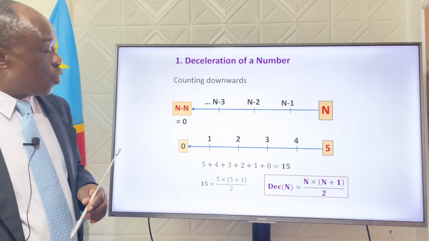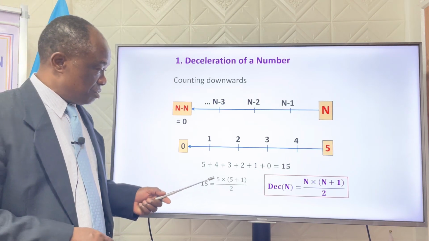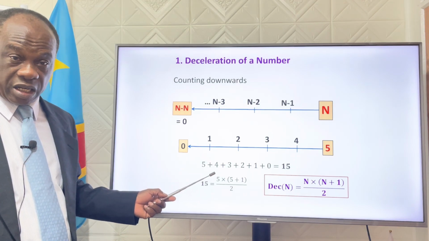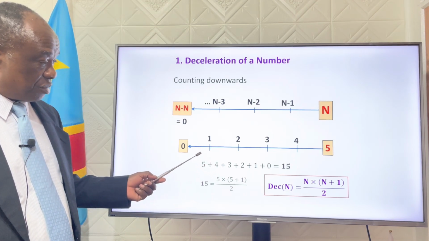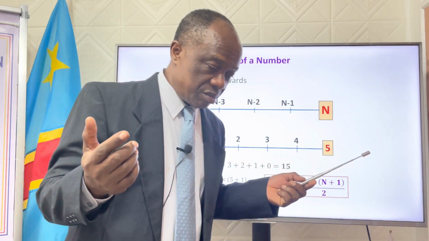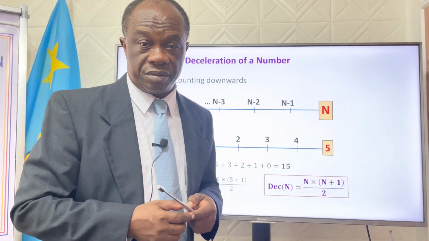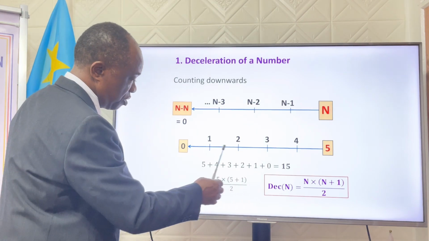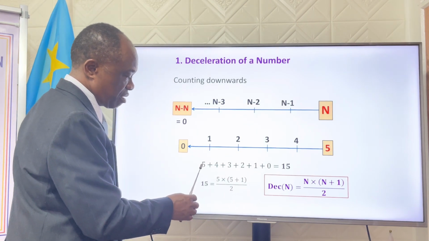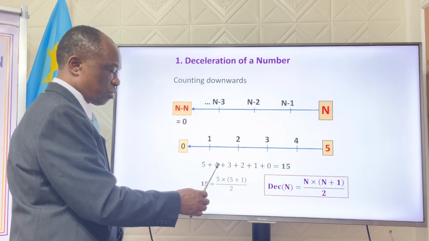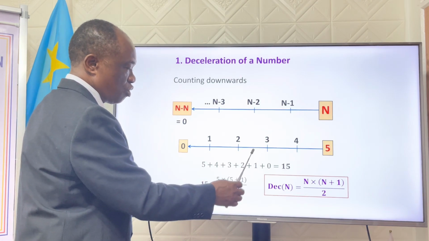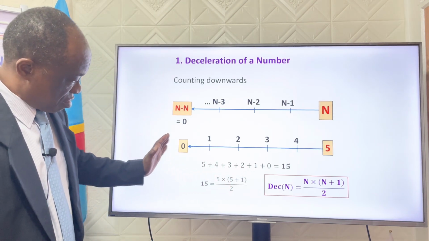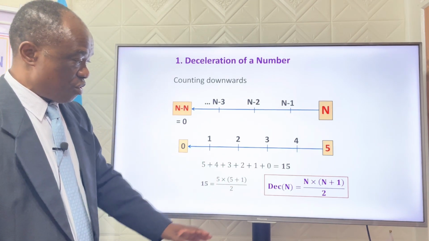Then now we can calculate the whole value. And this is something we did already when we were calculating the relative value of a number. So you sum up all the values here. 5 plus 4 plus 3 plus 2 plus 1 plus 0. So all of these give you 15.